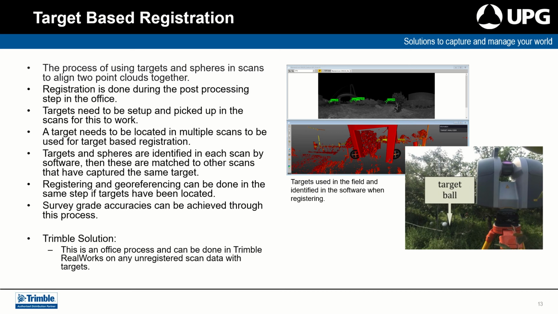Spheres can also be used instead of a black and white target, and spheres are something that scanning uses to position scans to one another as a target. Registration and georeferencing can be done automatically as a single process where targets can be given a set of coordinates, and the whole process of registration and georeferencing can be done as a single step. Survey grade accuracies can be achieved through target-based registration. It's an office-based process done within the Trimble environment currently, and Trimble RealWorks will be the only software package that can do this in its workflow.